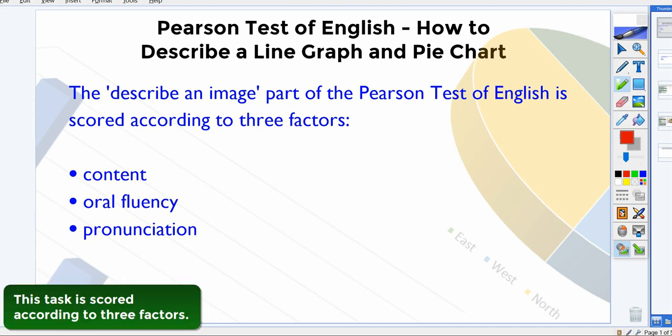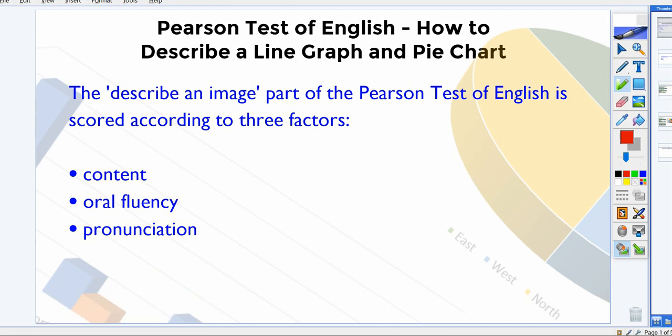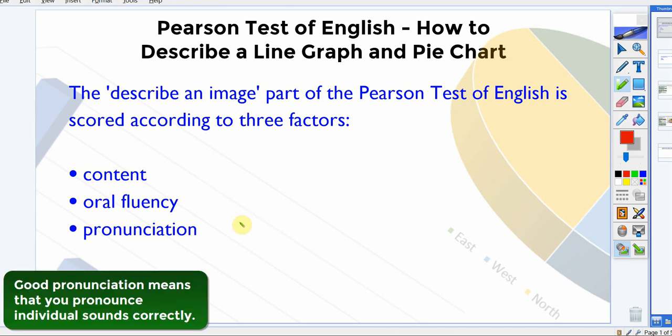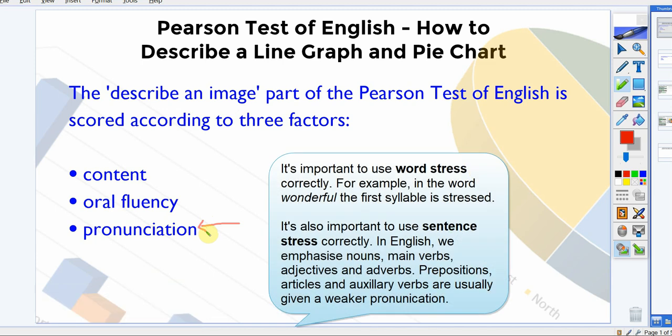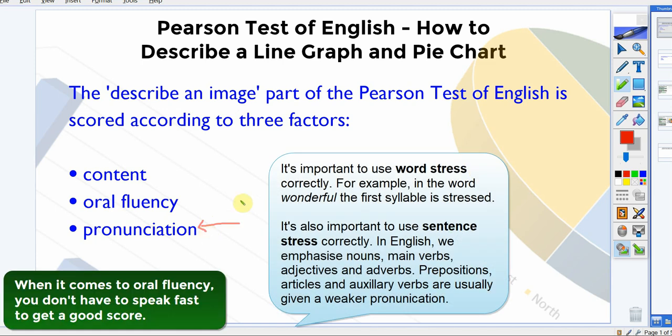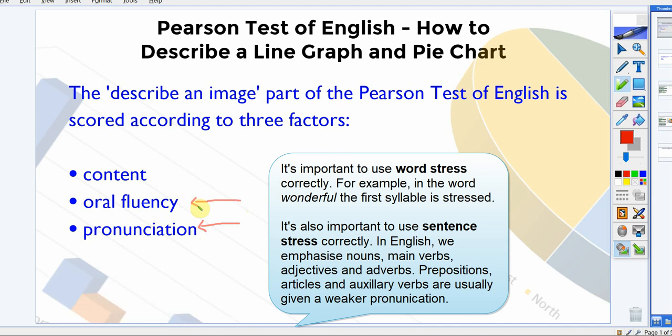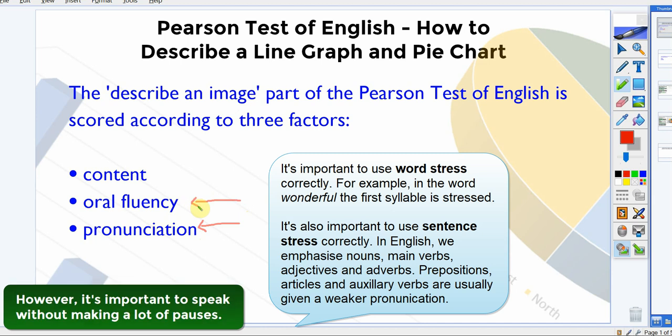This task is scored according to 3 factors. Good pronunciation means that you pronounce individual sounds correctly. It also means that you use correct stress and intonation. When it comes to oral fluency, you don't have to speak fast to get a good score. However, it's important to speak without making a lot of pauses.